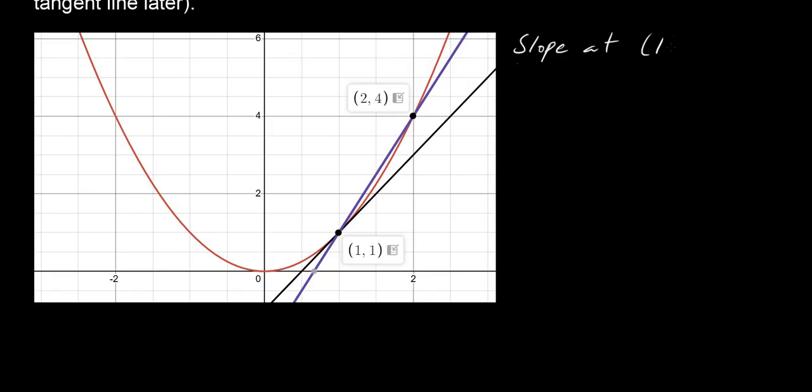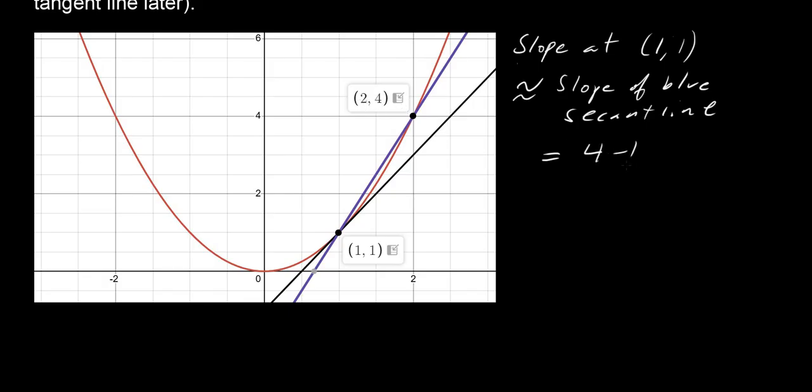So I will say that the slope at the point 1, 1 is about equal to the slope of the secant line. And that slope will be change in y, 4 minus 1, because those are the y coordinates, divided by the corresponding change in x coordinates, 2 minus 1. So I get 3 over 1, or just 3, right? The slope of that blue secant line is 3. So I'm saying that the slope at 1, 1 for the graph of x squared is about 3.